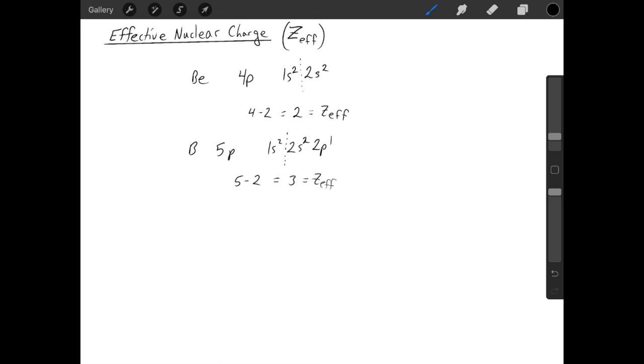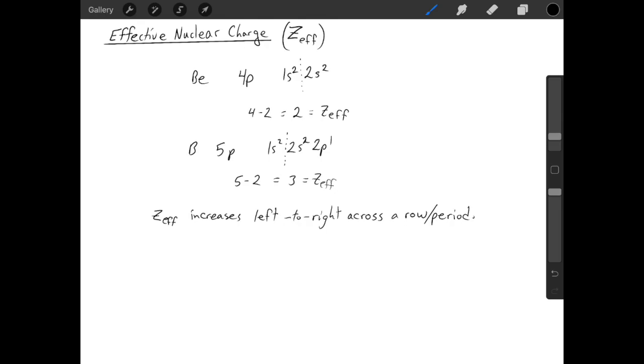So you might have noticed that the effective nuclear charge, the Z effective, increases as you move from left to right across a row in the periodic table. So you keep adding protons, and the number of core electrons stays the same. So when you move left to right across a row, valence electrons are going to be more strongly attracted to the nucleus, and therefore harder to remove. The effective nuclear charge is also going to increase as you go down a group, but it won't increase very much.